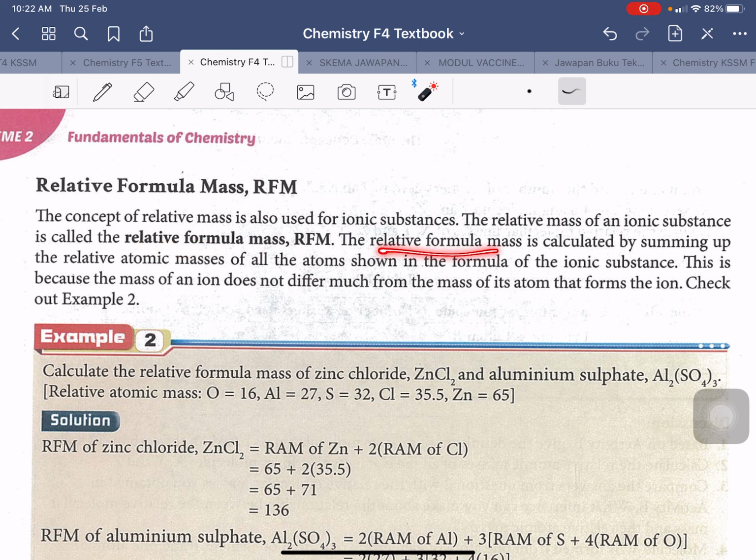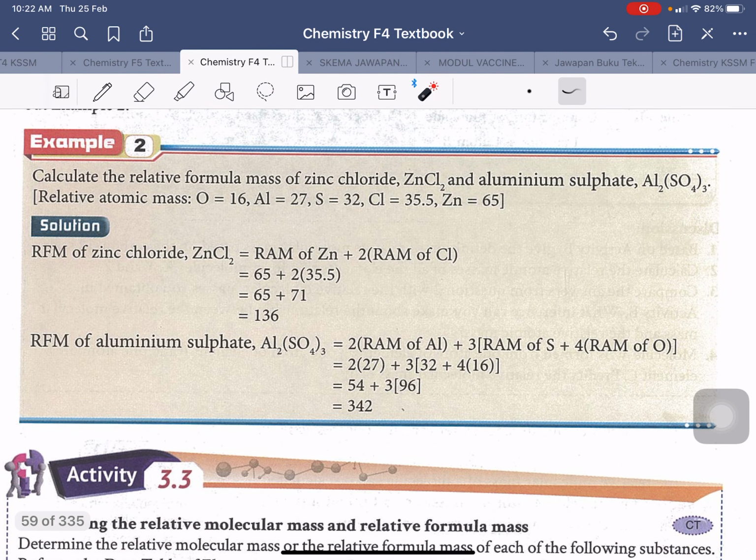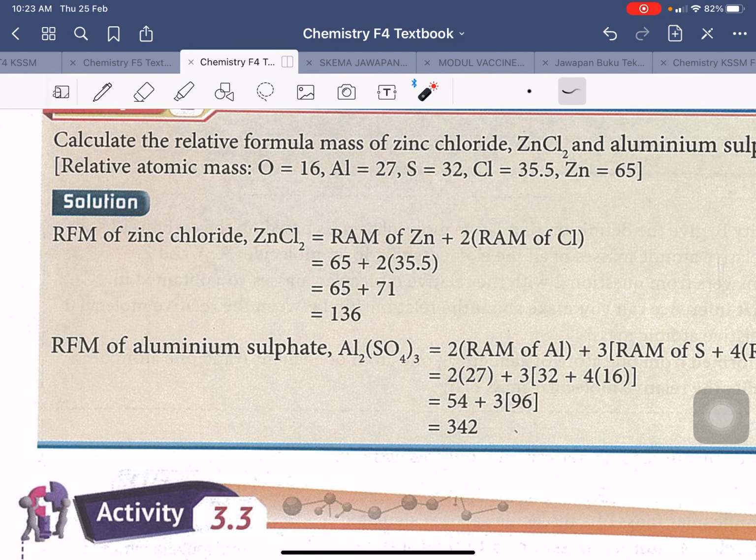The relative formula mass macam mana kira? Summing up the relative atomic mass. Sama juga. You have to sum up. Sama juga. This is because the mass of an ion does not differ much from the mass of its atom that forms the ion. Check out example 2. Sama juga cara dia sebenarnya, kelas. Calculate the RFM of zinc chloride and aluminium sulfate. Okay, jangan takut dengan the soalan. It's actually quite easy. RFM of zinc chloride.